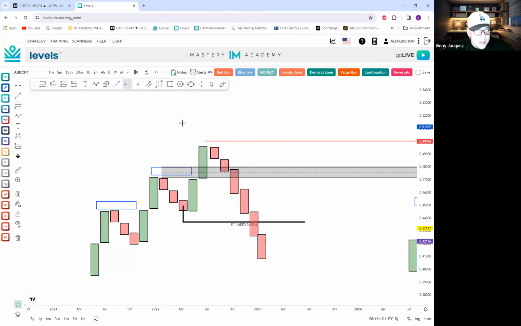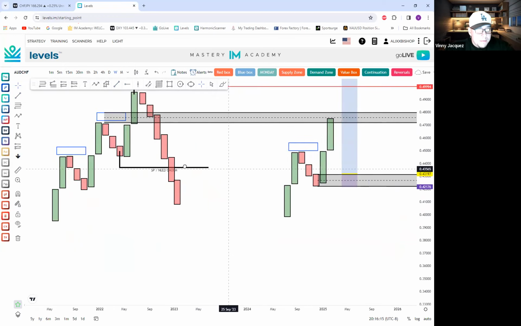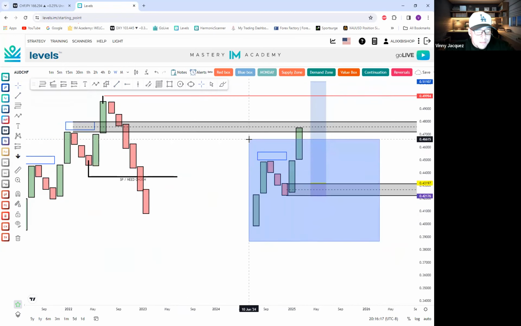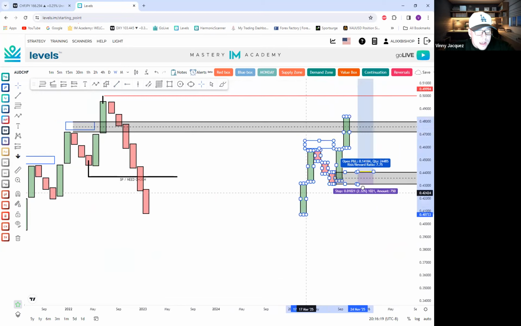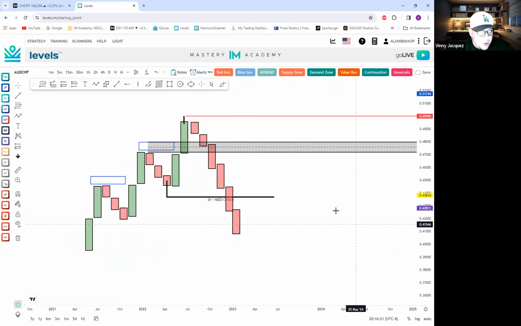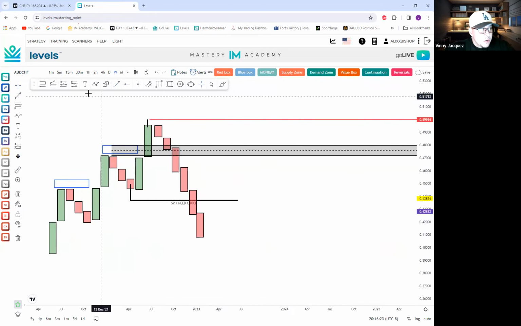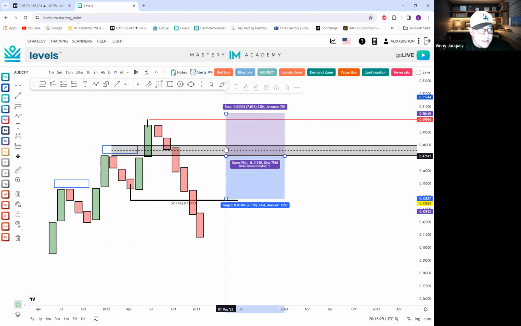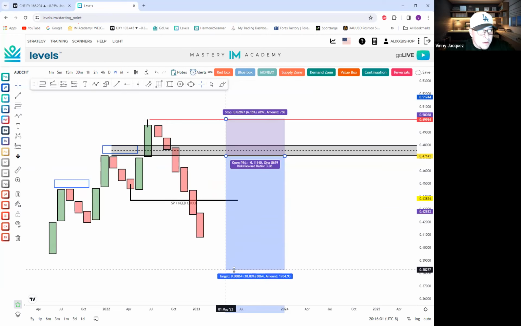Oops, I guess we could use that. So now we have the head and shoulder. So now we're looking for sells, guys. I would want to enter anywhere in that gray zone with my stop loss above the head. Minimum 1 to 3 risk to reward.